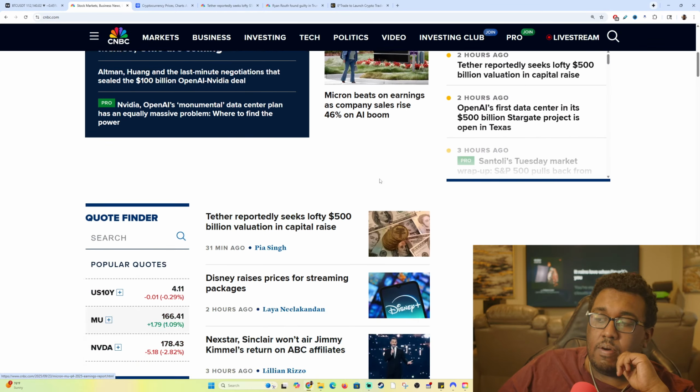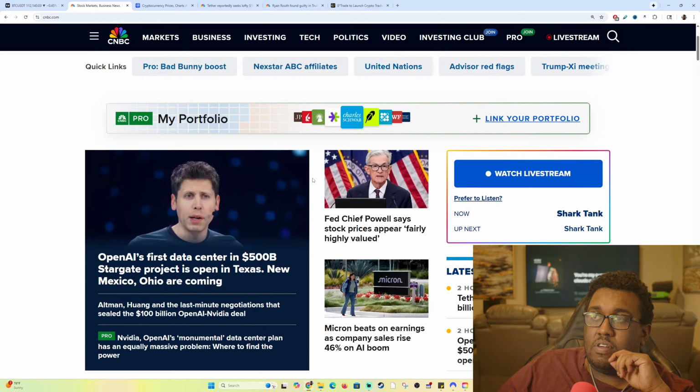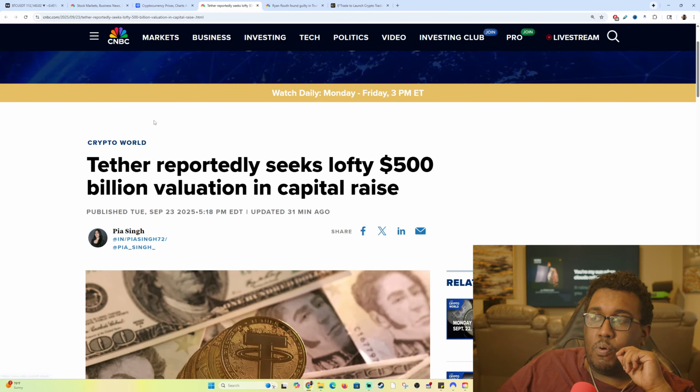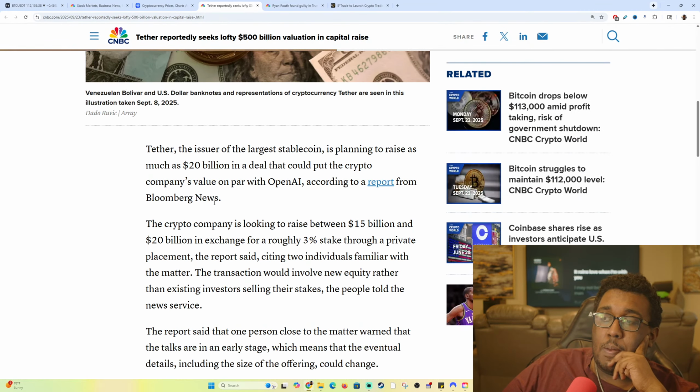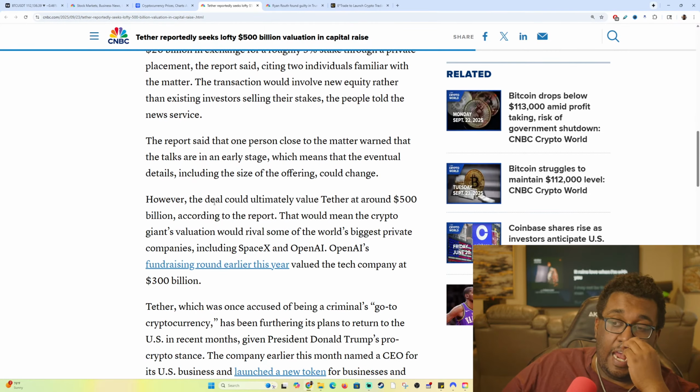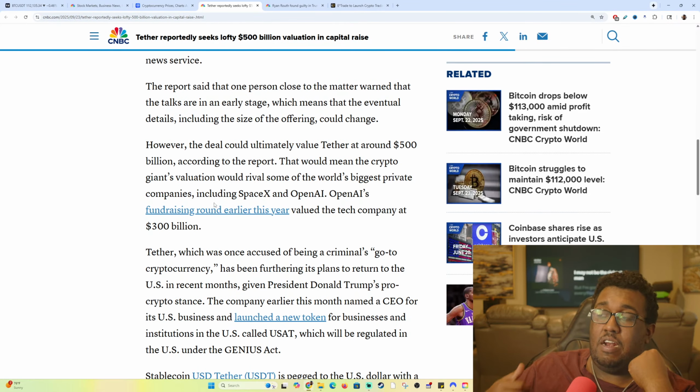Okay? Now, one of the news items that I was hearing about today was this: Tether reportedly seeks a lofty $500 billion valuation and capital raise. So, I mean, they're aiming for some big money for Tether. And I like this because I like Tether. I don't use USDC too much, but I like Tether.